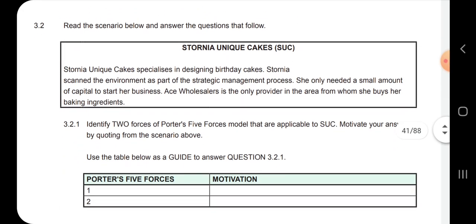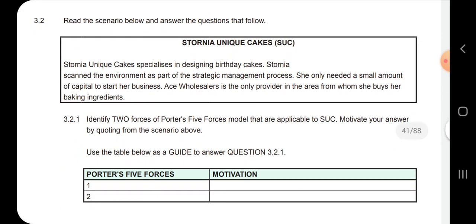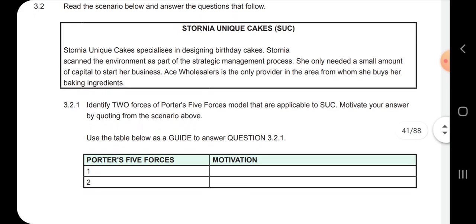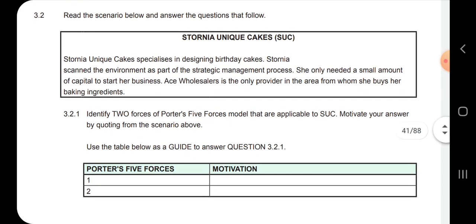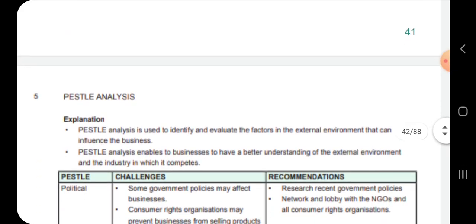And then for 3.2, you will read the scenario below and answer the questions that follow. So you read this and write two forces of Porter's Five Forces model that are specific to this question, and then motivate your answer by quoting from the scenario above. You've been doing this for the past two years. It will not be hard. It just depends on whether you wrote the correct answers. Solutions are at the end of this video.